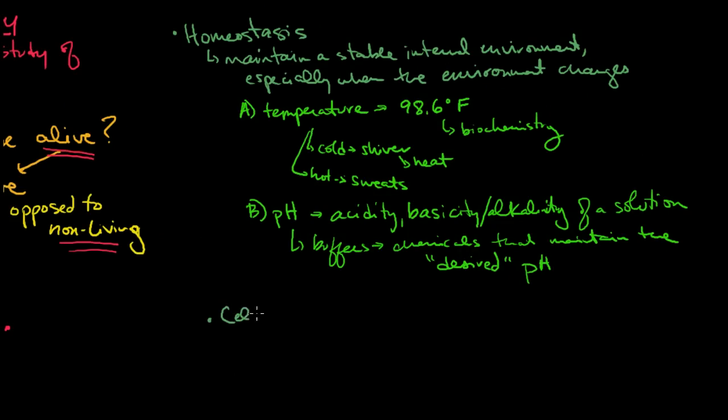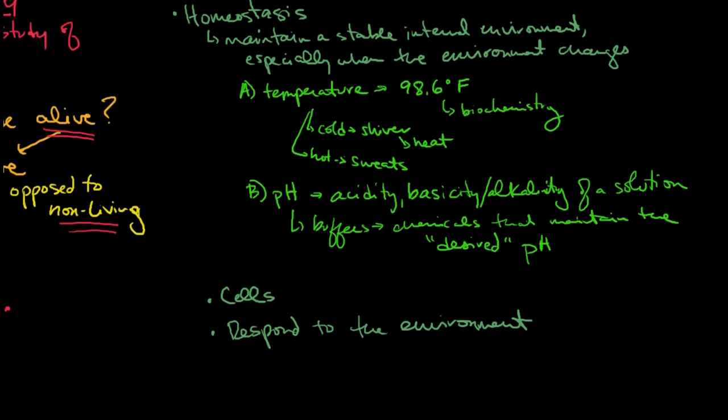The next is cells. So all living things are made out of cells. So jot that down. I'm not going to copy that, but I want you to write that all living things are made out of at least one cell. There are some living things that are unicellular. Next, living things respond to the environment, which is kind of related to homeostasis. But as there's an environmental change or a stimulus, living things respond to that stimulus.